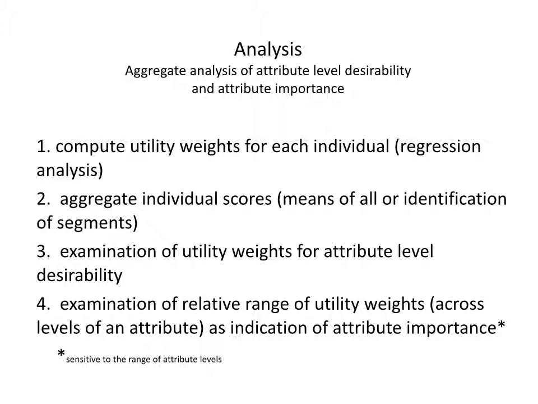That makes that attribute considerably more important than another attribute where the range is only from 0.5 to 0.6, or 0.8 to 0.9. Because for that second attribute, whether we choose the best level or the worst level, it's only a matter of a tenth of a point of utility. Now, you need to be careful talking about importance in terms of range of utility because it's sensitive to the range of attribute levels. It's very easy to have a high range if the attribute levels that are measured are very different.